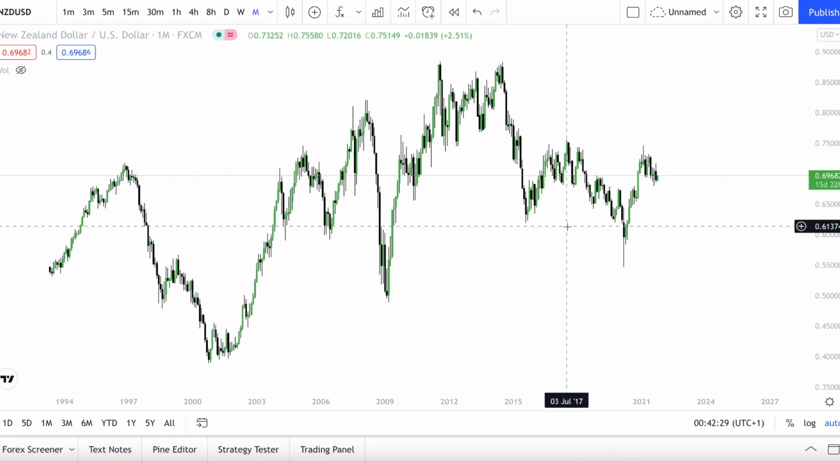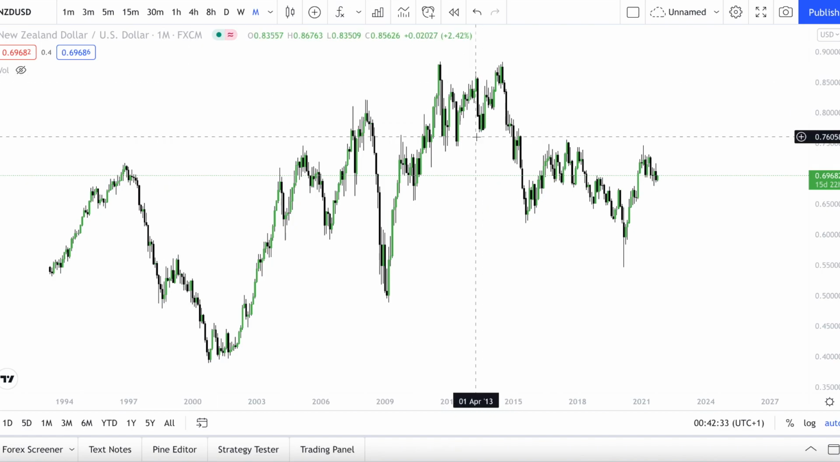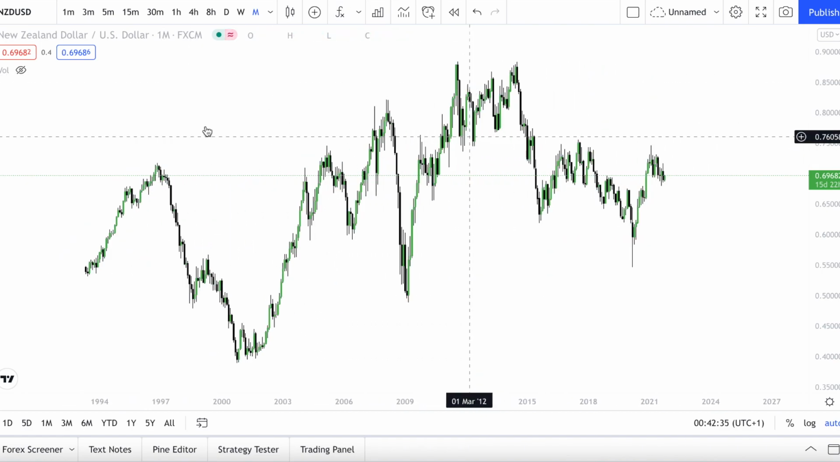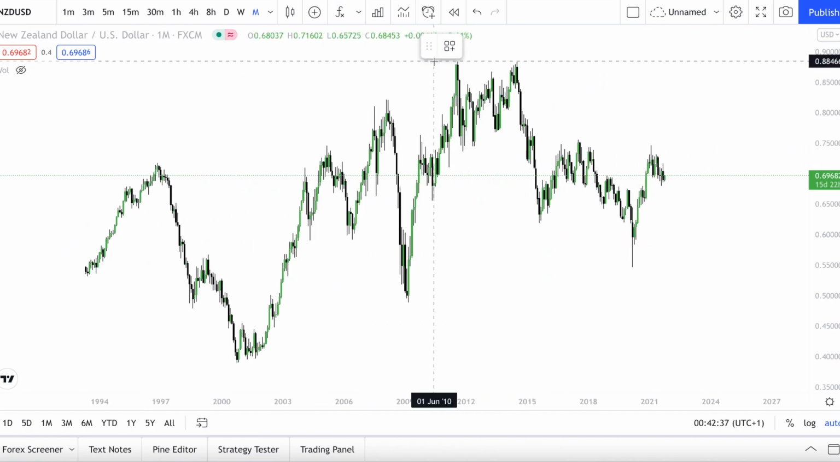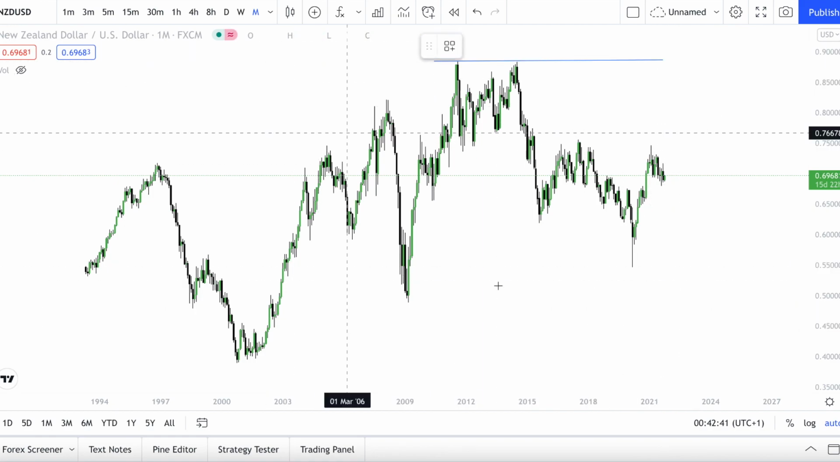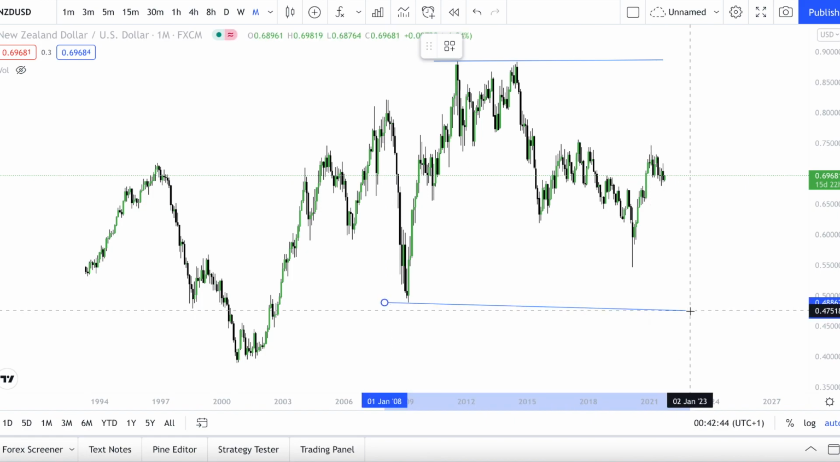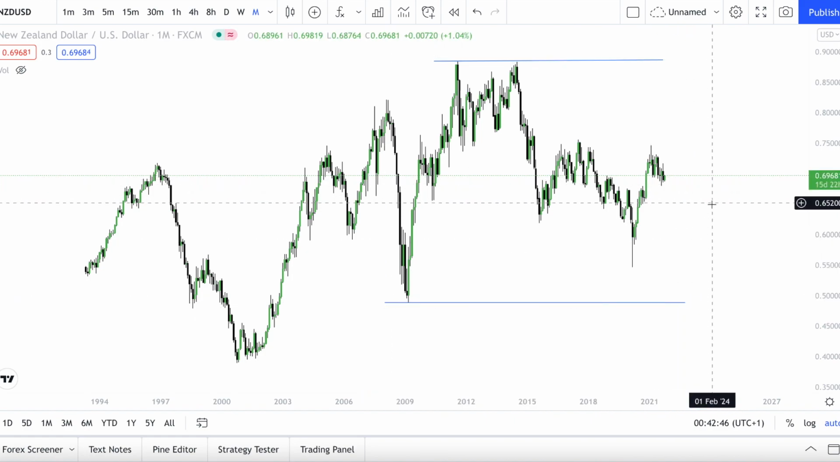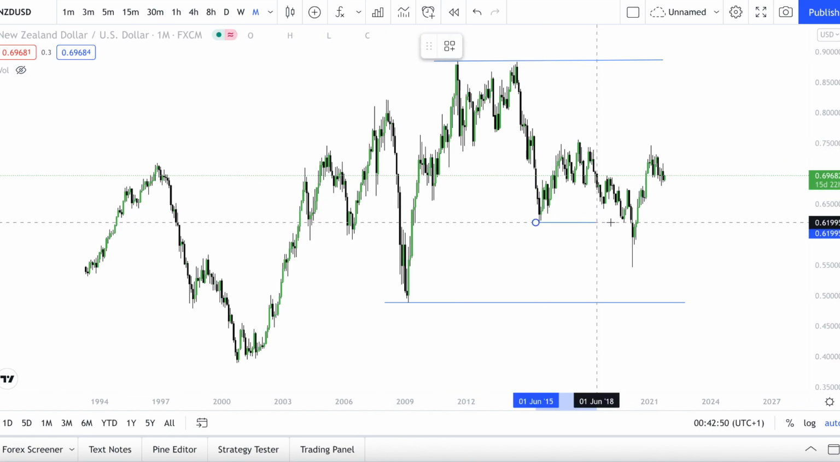Firstly, we look at monthly. We need to see what price is doing in the monthly time frame. Just like to create the range, the high and the low. Price is never gonna get there. It's just what I like to do. What we can see straight off is a bigger structure here.